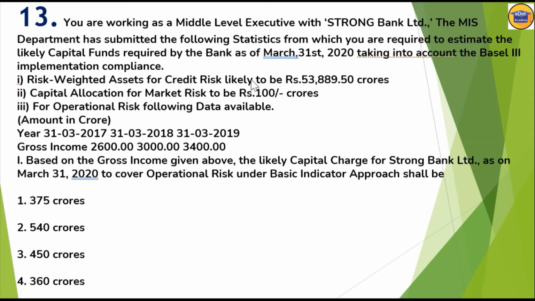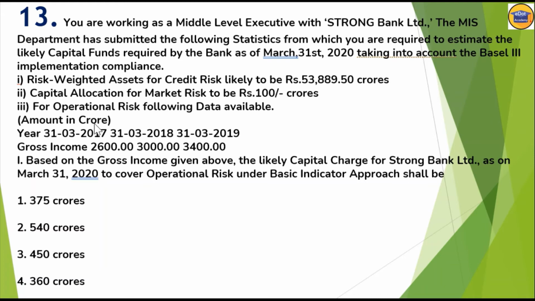Okay, what data have they given here? The risk weighted asset for credit risk is likely to be rupees 53,889.50 crores. This is the risk weighted asset. Capital allocation for market risk is to be rupees 100 crores. For operational risk, the following data is available. They have given the 3 years data, that means 17, 18, 19: 2,600, 3,000 and 3,400 crores.